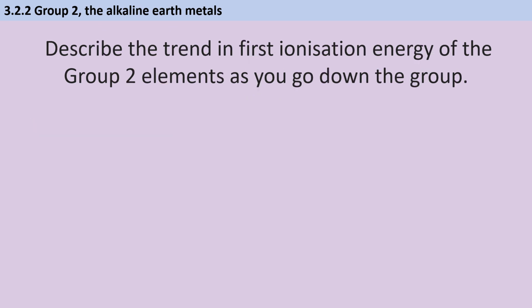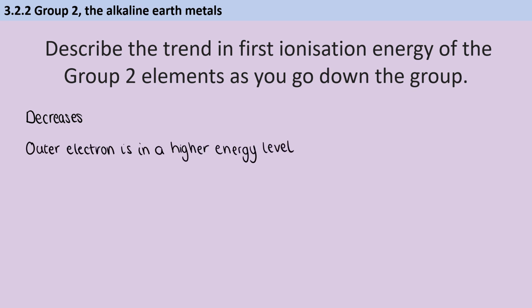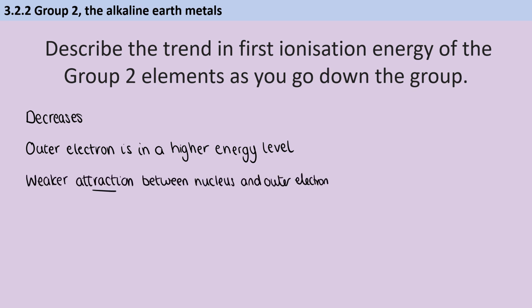Or you could be asked about the first ionization energies. So we know that as we go down the group, that first ionization energy is going to decrease. And this is why reactivity increases as we go down the group. The reason for that is that these atoms are becoming larger and have more shells, so that outer electron is in a higher energy level. And this means there's a weaker attraction between the nucleus and that outer electron, making it easier to lose.